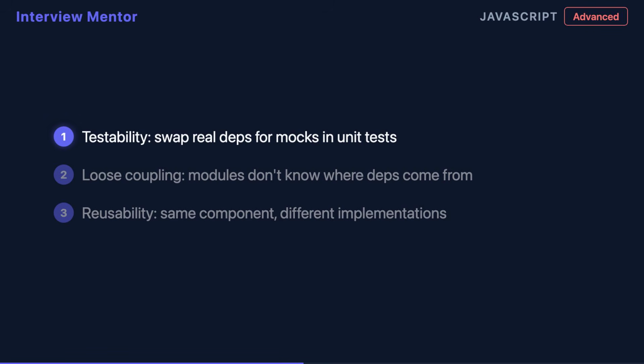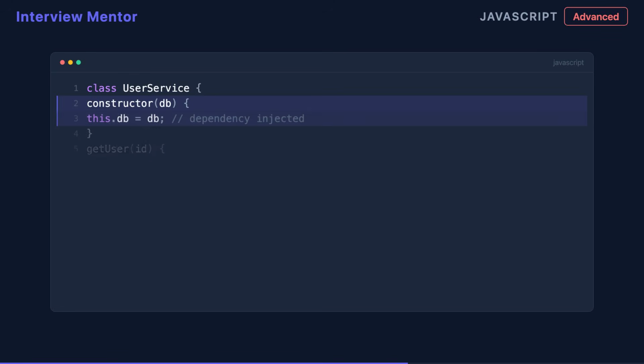First, testability. When dependencies are injected, swap in a mock during unit tests. No real database, no side effects. Second, loose coupling. Your modules don't care where their dependencies come from, so you can swap implementations without touching the consumer. Here's the full pattern.